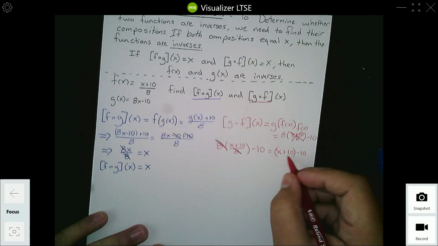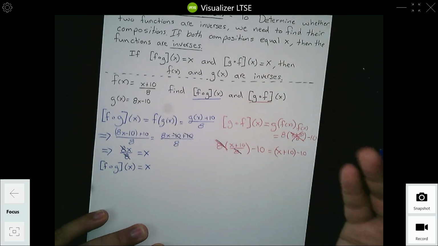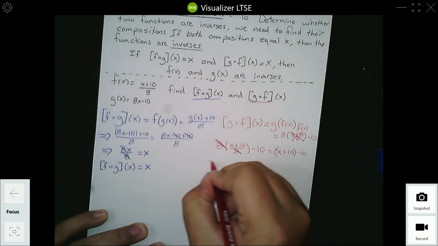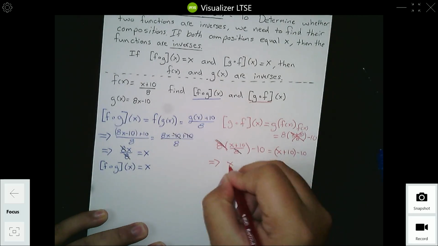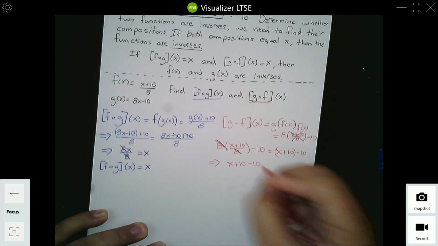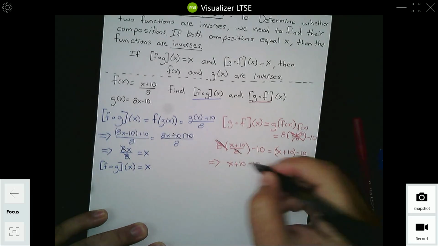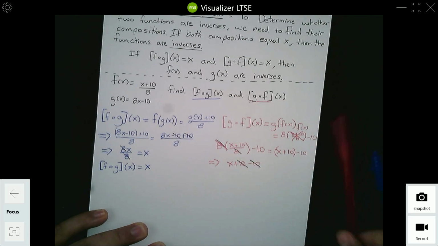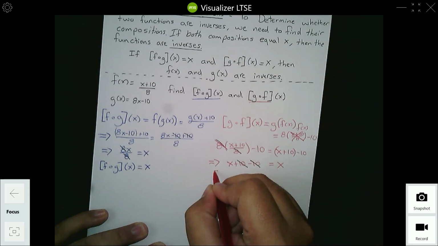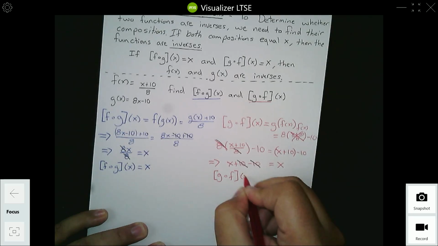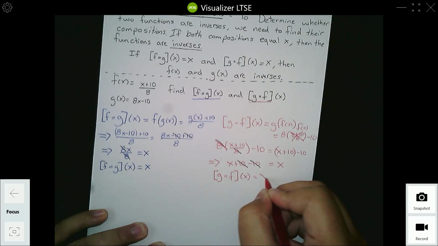Once again, these parentheses can just go away because we're not multiplying or dividing anything by them. They're just by themselves, so they can go away. So we're left with the function that now states x plus 10 minus 10. Once again, those two terms cancel out, and we're just left with x. So now we can rewrite this statement to say g of f of x is equal to x.